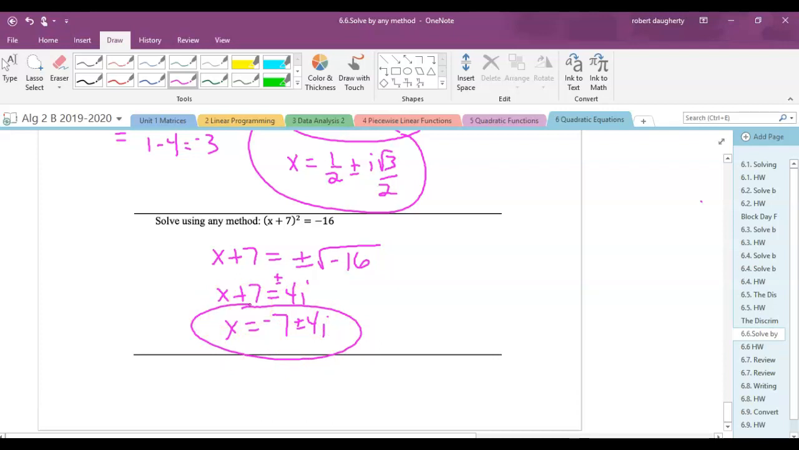This one would be much harder to use the quadratic formula on because you would have to expand this to x squared plus 14x plus 49 equals negative 16, then set it equal to 0. A lot more involved. Anytime you see something squared all by itself, it's been set up for you to use the square root, okay?